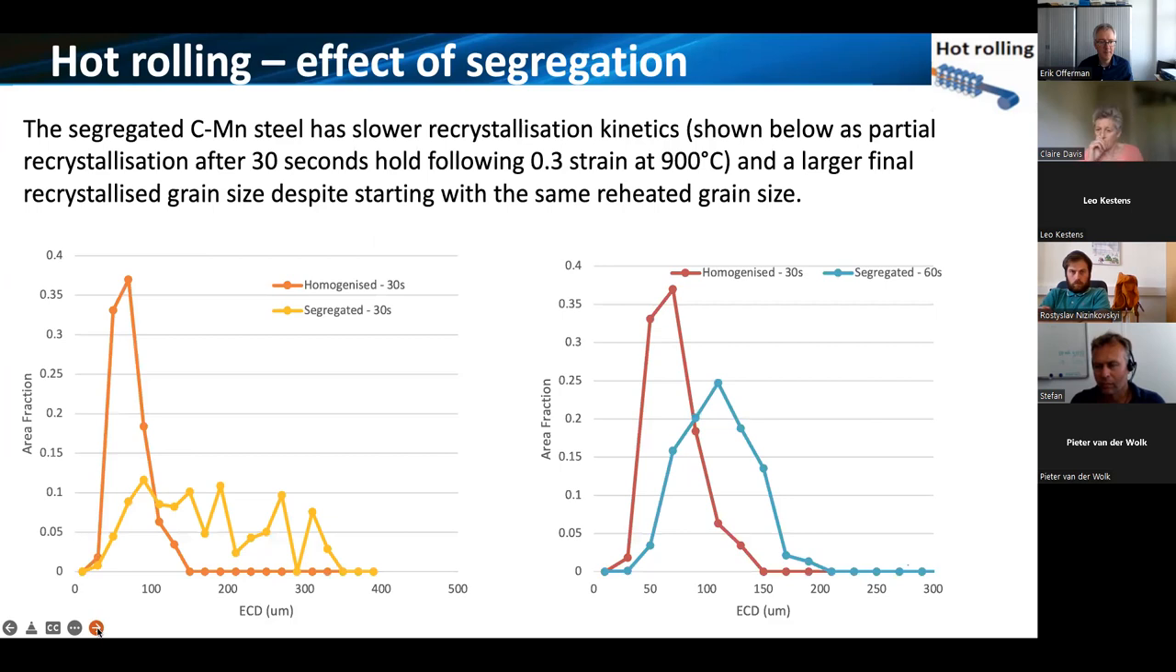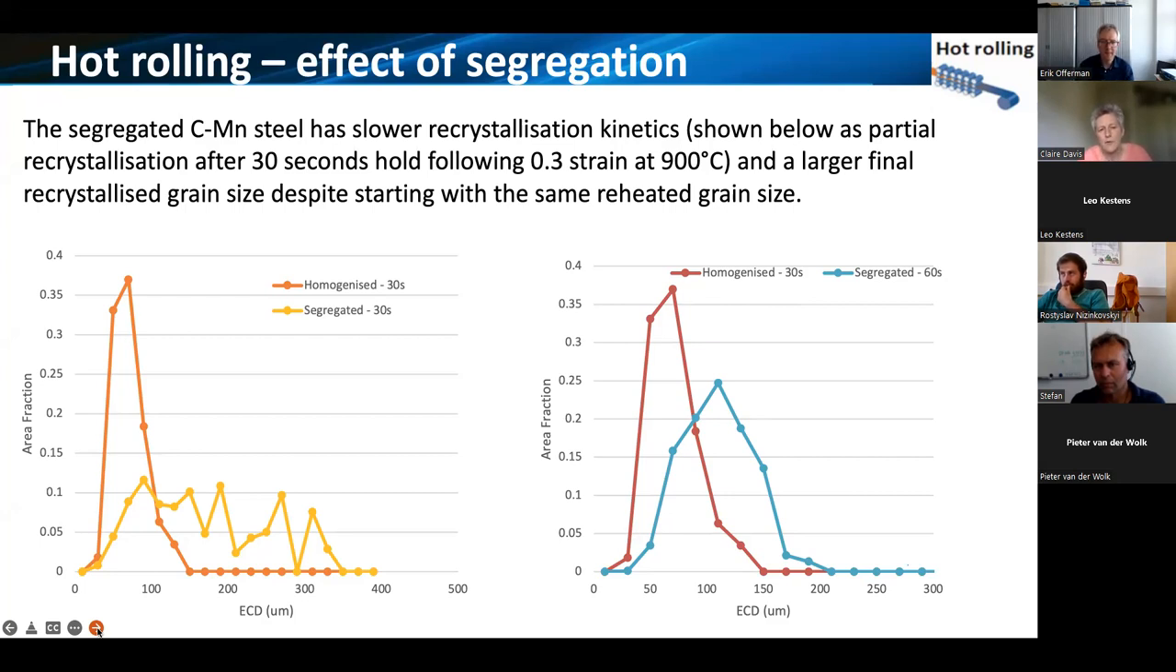What we've looked at is the recrystallization behavior at, in this case, 900 degrees Celsius, so it's fully austenitic. So there's no differences in grain size. So we ensured that we've heat treated it to get the same austenite grain size. The only difference between these two is one has the segregated manganese distribution, the other one is much more homogeneous.